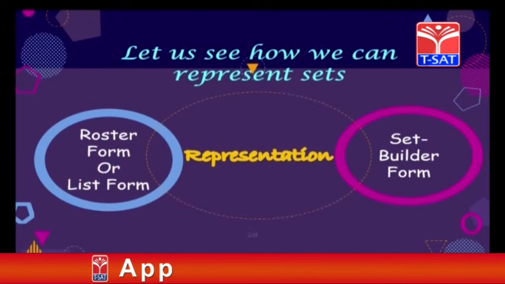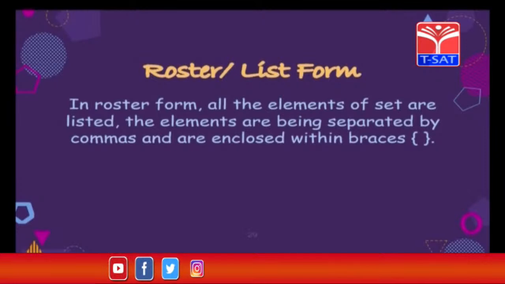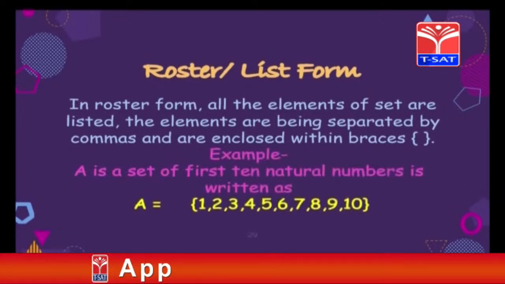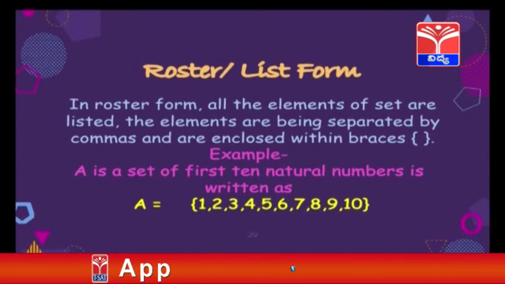So, first let us know how to write a set in roster form. In roster form, all the elements of the set are listed. The elements are separated by commas and are enclosed within braces. For example, let us take A, which is a set of the first 10 natural numbers, and if I have to write it in roster form, I write A as a set with 1, 2, 3, 4, 5, 6, 7, 8, 9 and 10 as its elements.